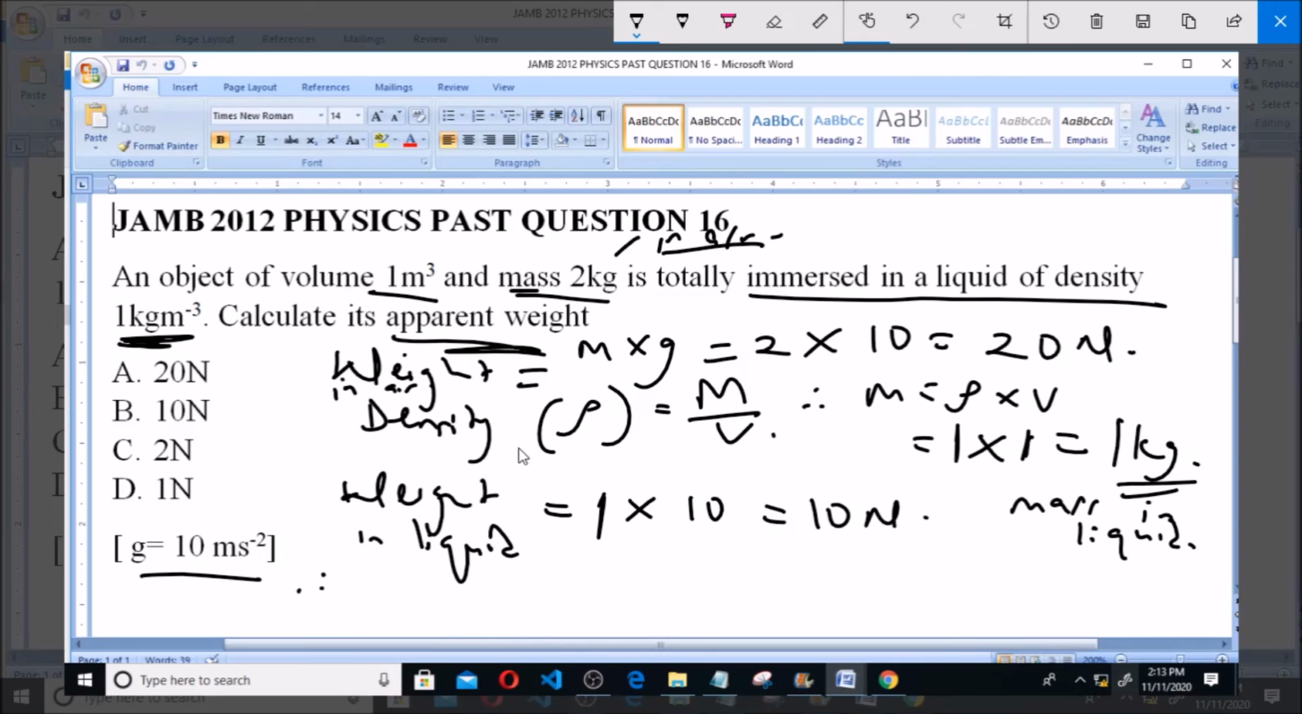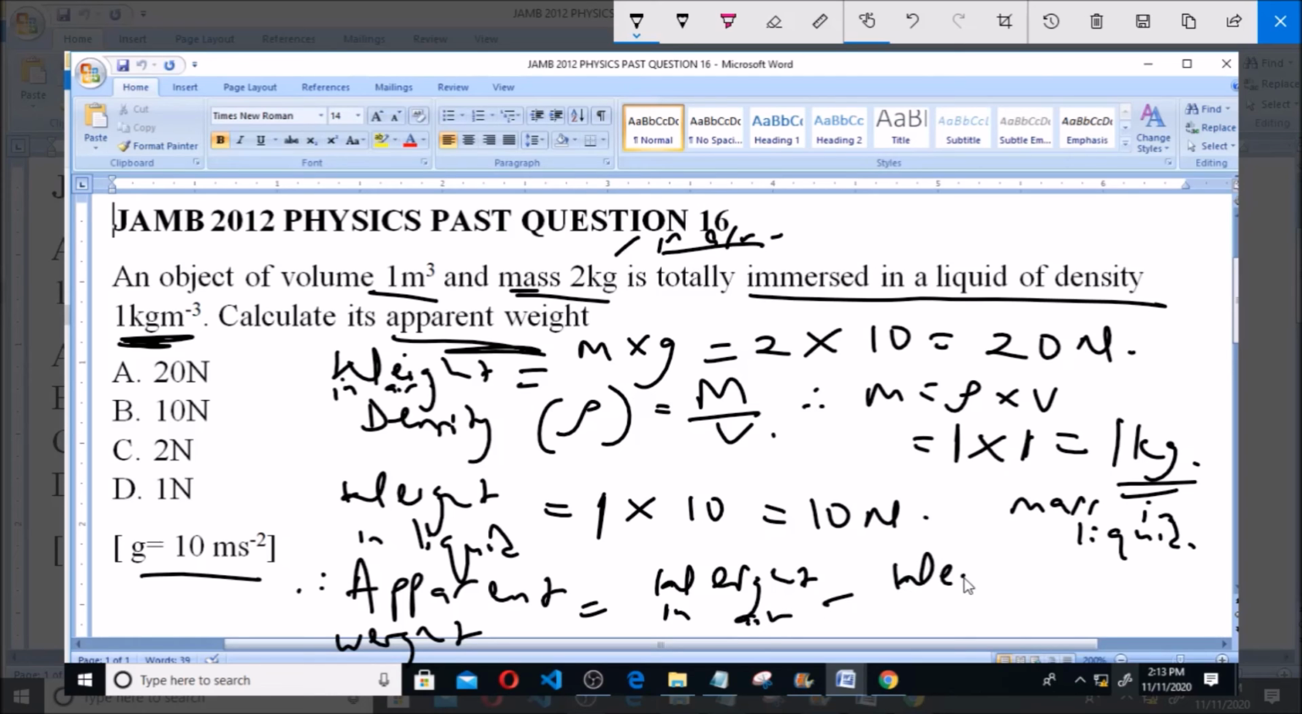Therefore, since we have the weight in air and the weight in liquid, we can now calculate the apparent weight of the object, which is equal to the weight in air minus the weight in the liquid. So that is equal to 20 minus 10, and that is equal to 10 Newton. So 10 Newton is the apparent weight. 10 Newton is option B. So that is the answer to this question.